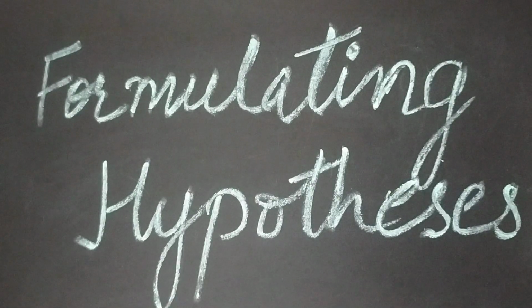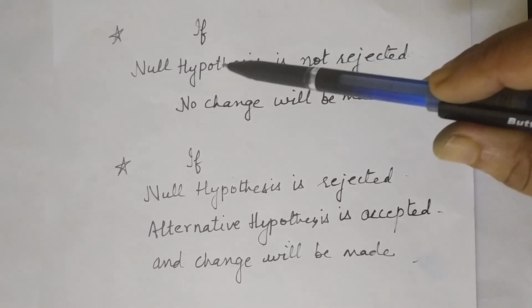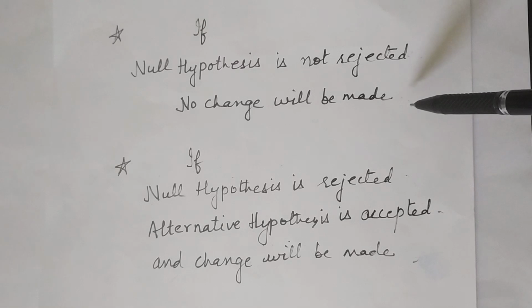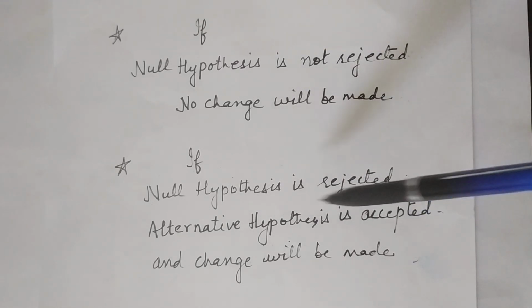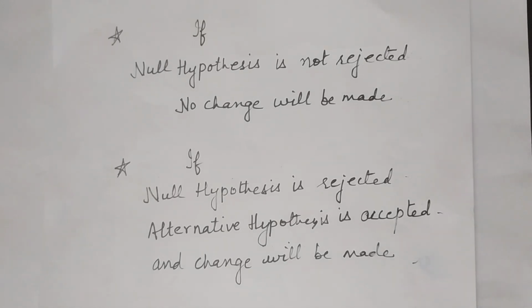Let us learn how to formulate hypothesis. Well, we know that if the null hypothesis is not rejected, no change will be made. And if the null hypothesis is rejected, the alternative hypothesis is accepted and change will be made. So it means that rejection of one type of hypothesis leads to acceptance of the other.